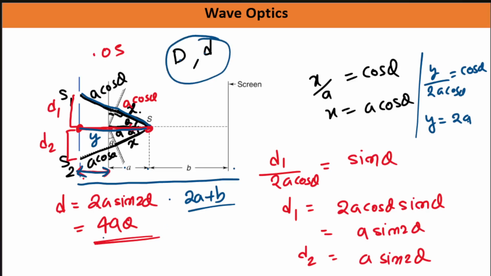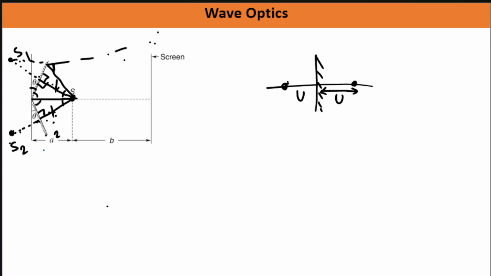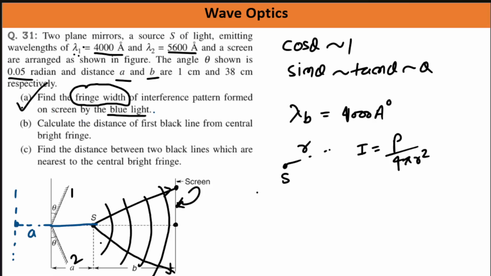Done hai. Small d is how much? 4a theta. Capital D is how much? 2a plus b. So let us locate it over here. So this thing is how much? 2a plus b. And the small d is how much? This is 4a theta. अब हमें क्या निकालना है? जो निकालना है निकाल लो. Find the fringe width of interference pattern formed on screen by the blue light.